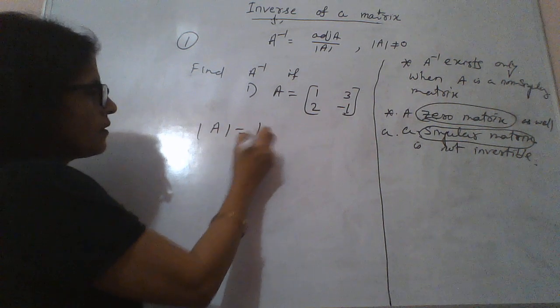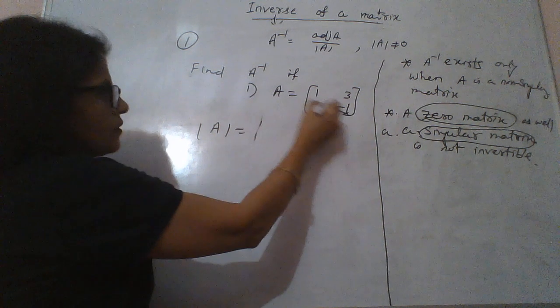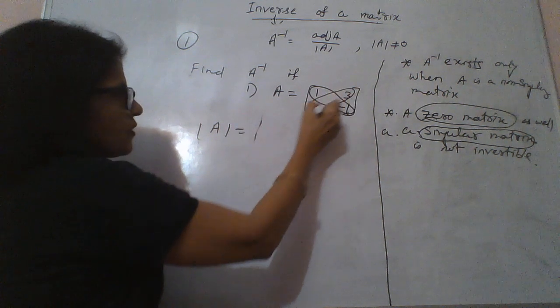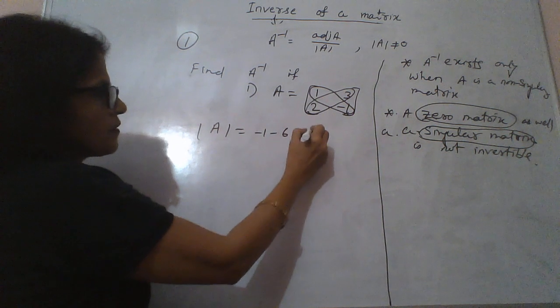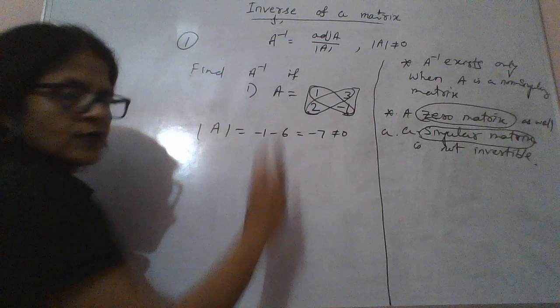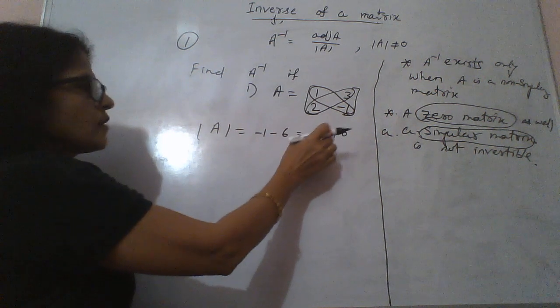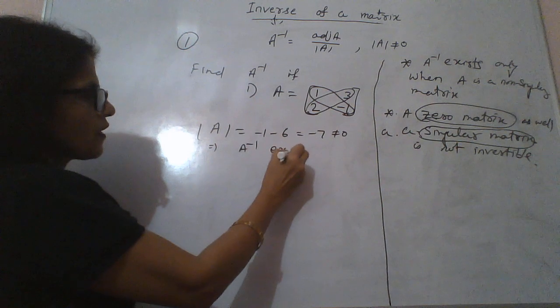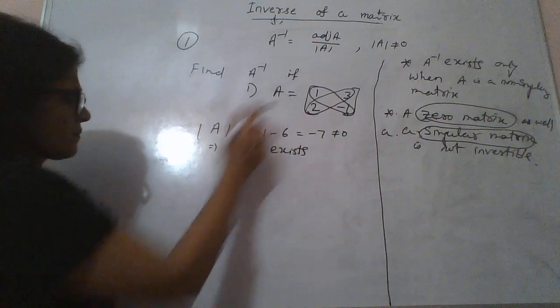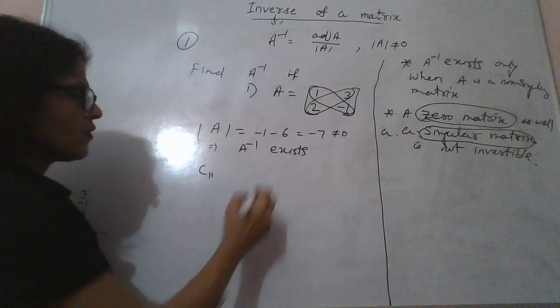Determinant of A. So 2 by 2, you know, this into this, minus this into this. So it is minus 1, minus 6, minus 7, not equal to 0. So it means it is invertible. So this implies A inverse exists. Now we need adjoint of A also.